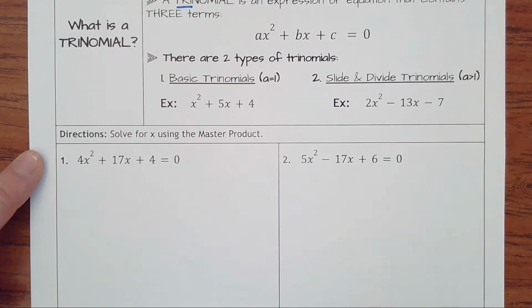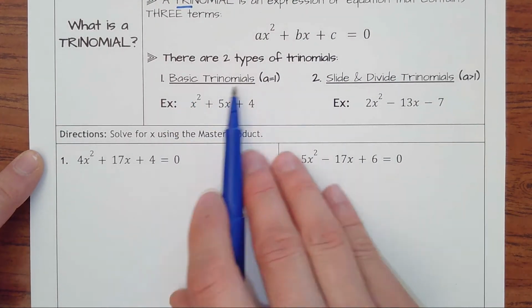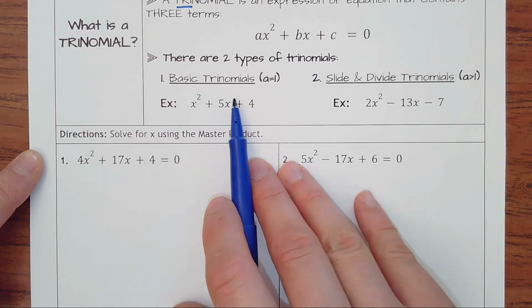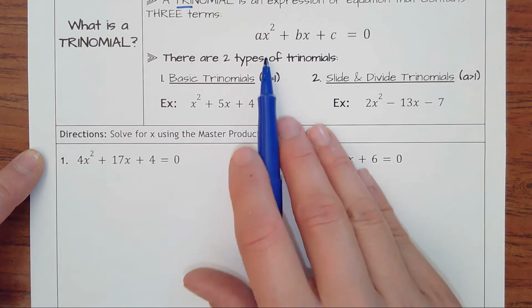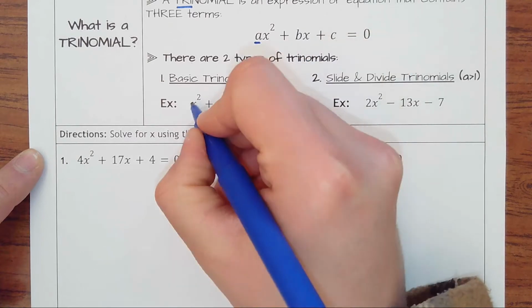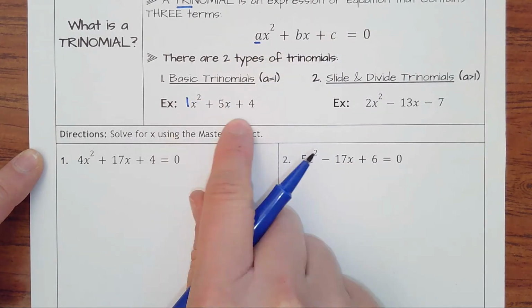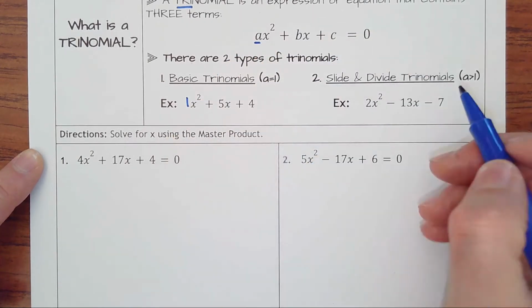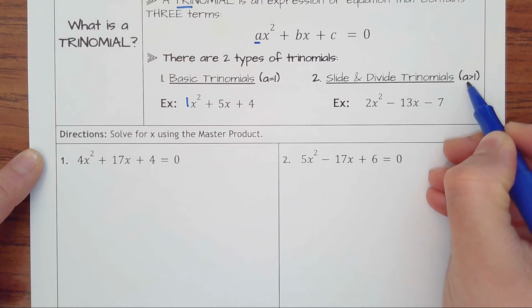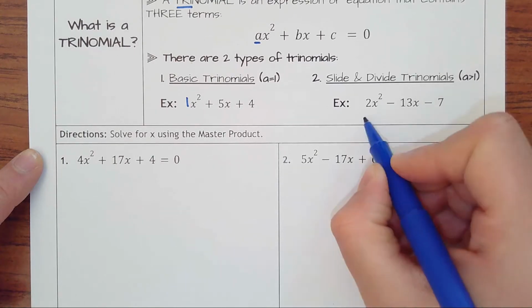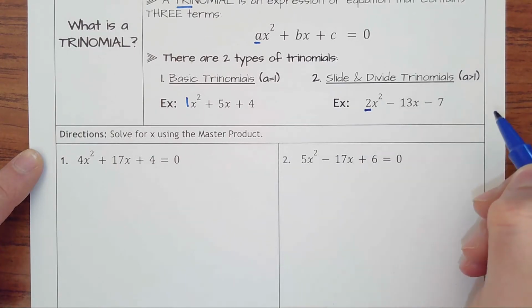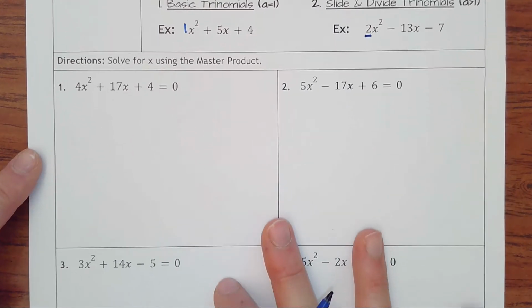Okay, and then there's the 2 types of trinomials. I'll either call them basic if the a value is 1, and a is the number in front of the x squared. So in this case, see how it's a 1x squared? Those are the basic. Slide and divide are the ones where the a is some other number other than 1. So see how we have a 2 here? Those are treated a little bit differently.